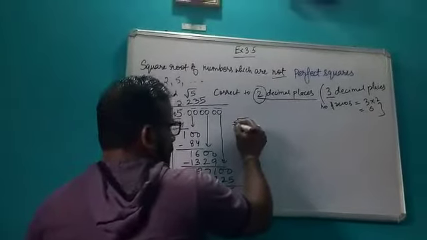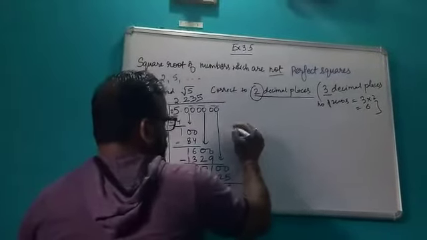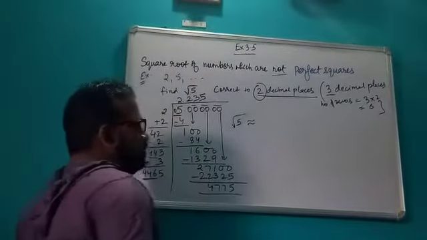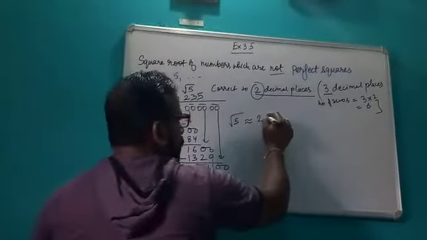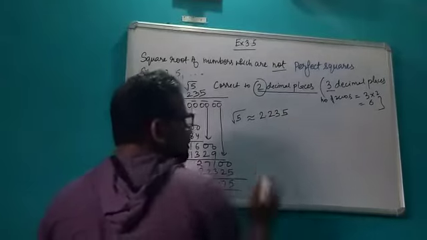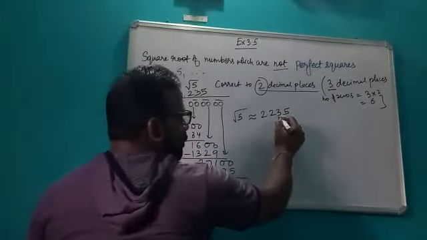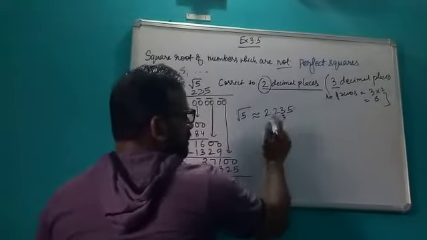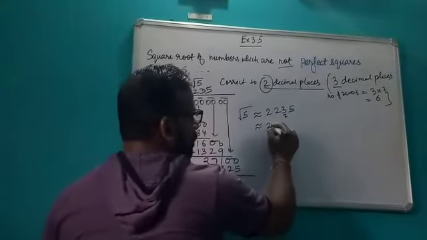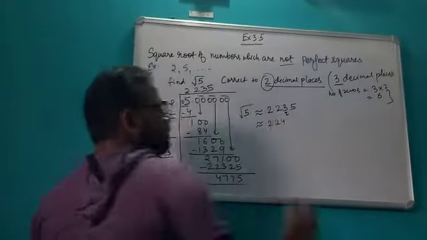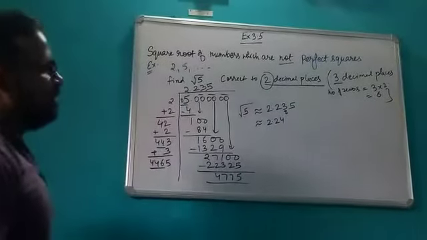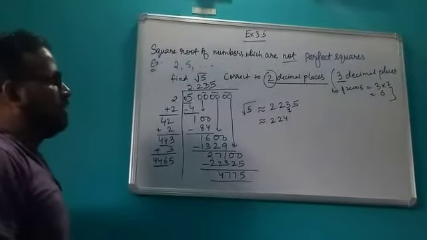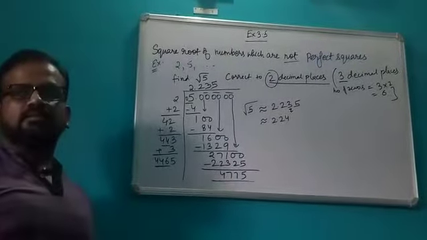Square root of 5 is approximately, this is the sign of approximately, 2.235. Then what we will do? We will round off this 3. So after 3, 5 is written. So its round off value will be 2.24. Okay, so this will be the procedure to find the square root of the numbers which are not the perfect squares.